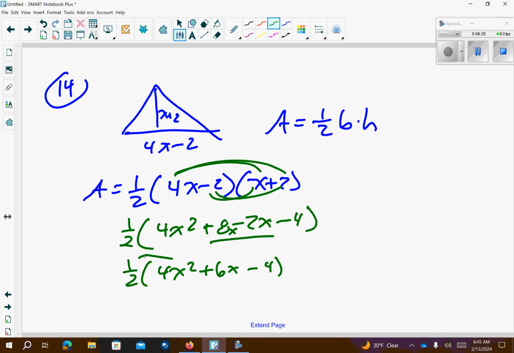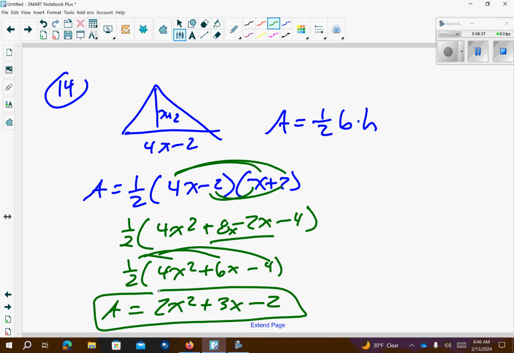And then let's now at the end distribute half. So half of 4x squared is 2x squared. Half of 6x is 3x. And half of negative 4 is negative 2. So our area of this particular triangle as binomials, excuse me, trinomial, is what's circled in.